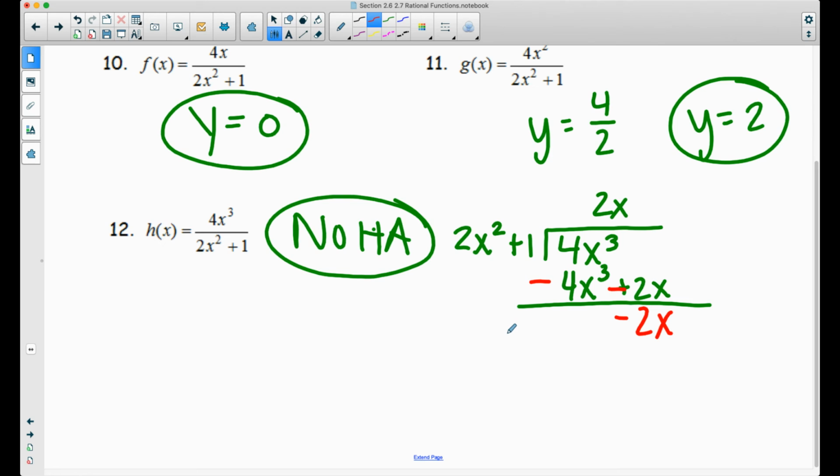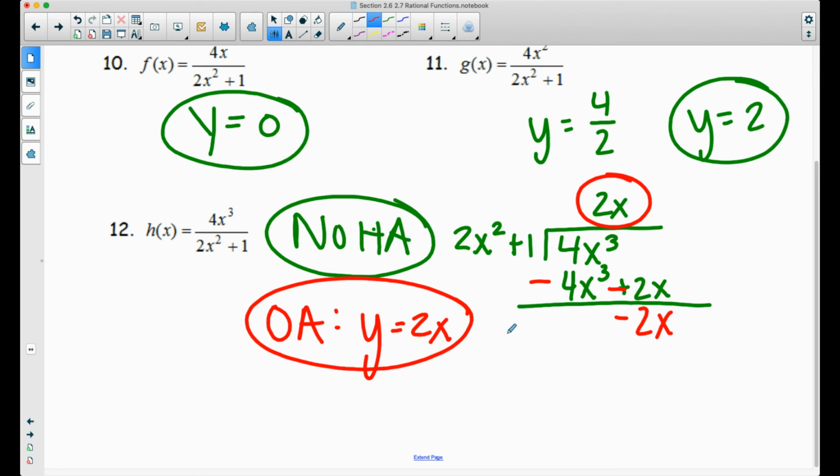Going through your first step, is there anything I can multiply 2x squared by to get negative 2x? No. So my oblique asymptote would just be y equals 2x. I don't care about the remainder, I don't care about whatever's left over, it's just the equation that's left at the top. It's going to be linear, a linear binomial at the most. It could be a linear monomial.